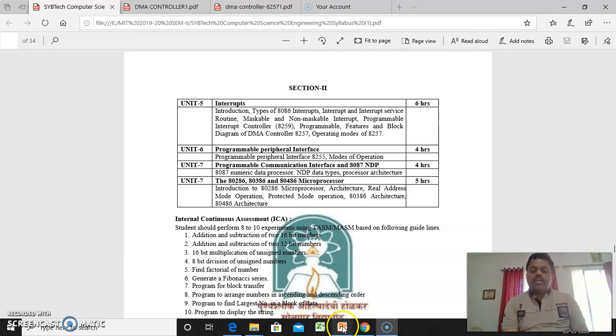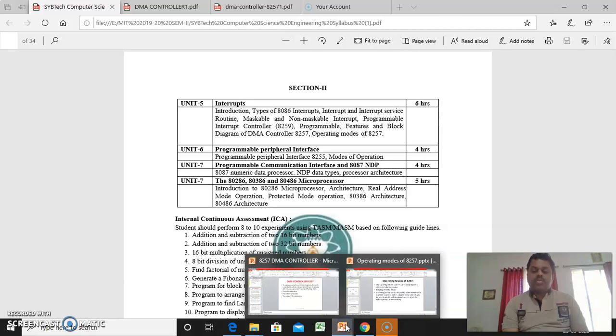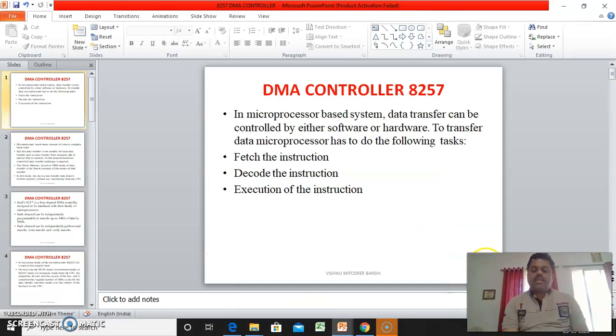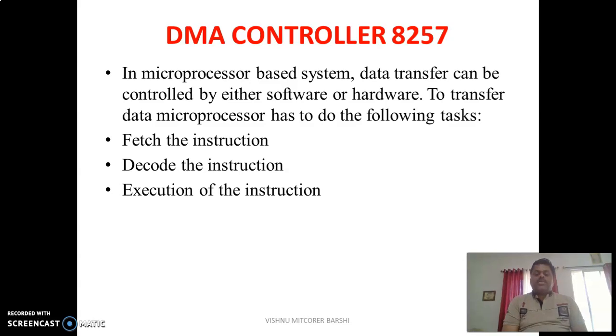Now for the 8257 operating modes, let us say that in a microprocessor based system, data transfer can be controlled by either software or hardware. To transfer data, the microprocessor has to do the following tasks. The first task is to fetch the instruction, decode the instruction, and execute the instruction.